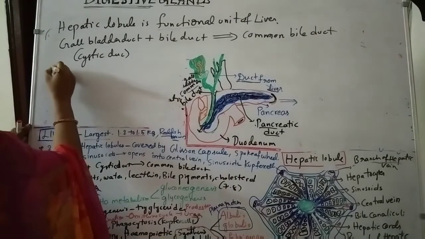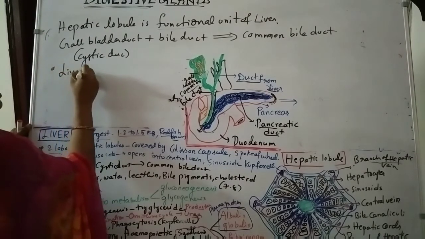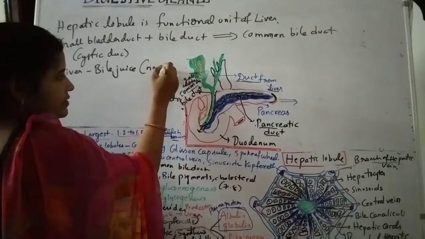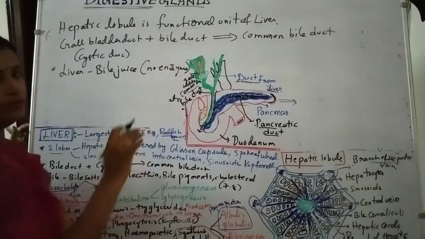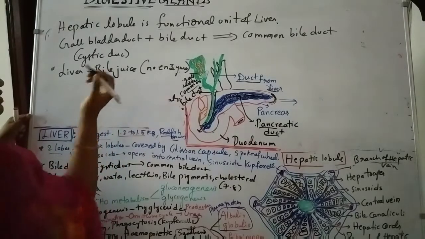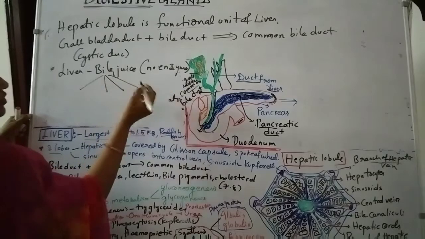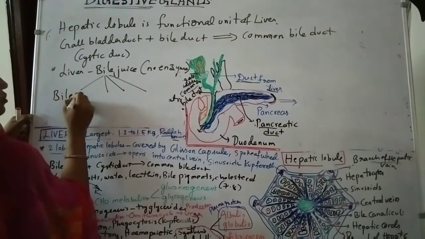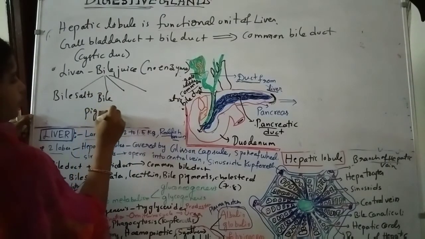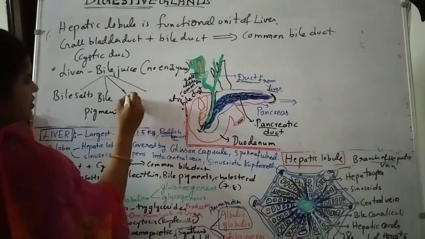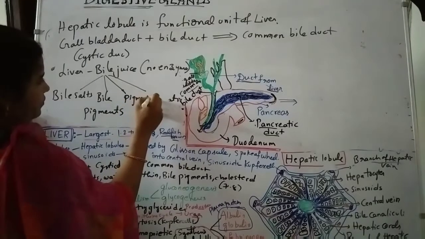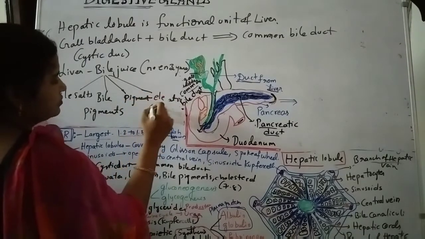Now, what are the liver secretions? It secretes bile juice, and it does not contain enzymes. No enzymes are present here. What is bile juice composed of? The first one is bile salts, next bile pigments, then excess water, and the electrolytes. What are the electrolytes? We'll see now.